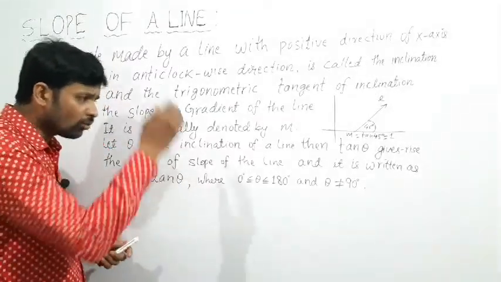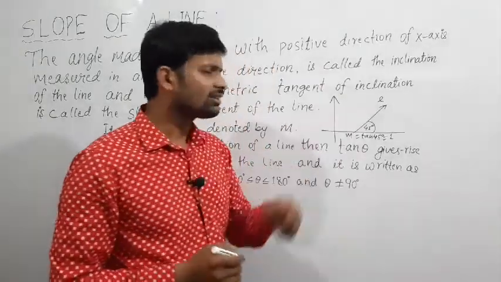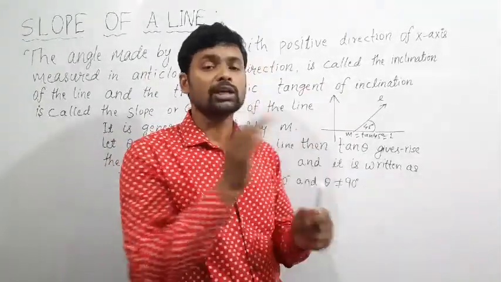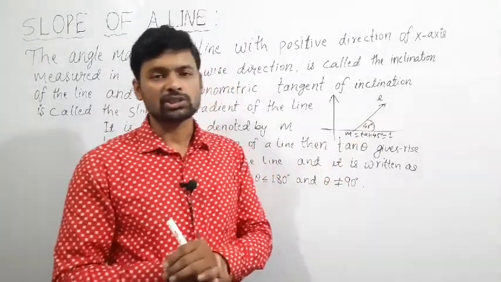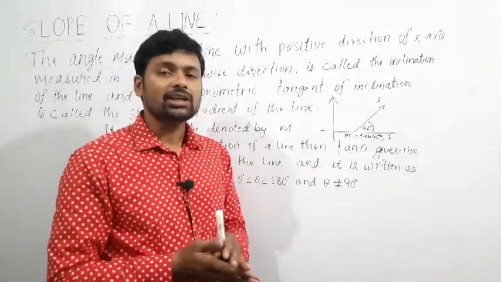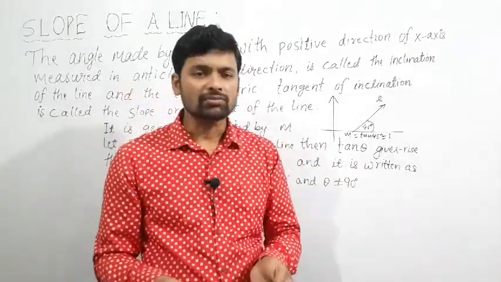What about the slope of the y-axis? This is the y-axis. So, what is its inclination? The y-axis makes a 90 degree angle with the x-axis in the positive direction. Obviously its slope cannot be defined, its slope is not defined.